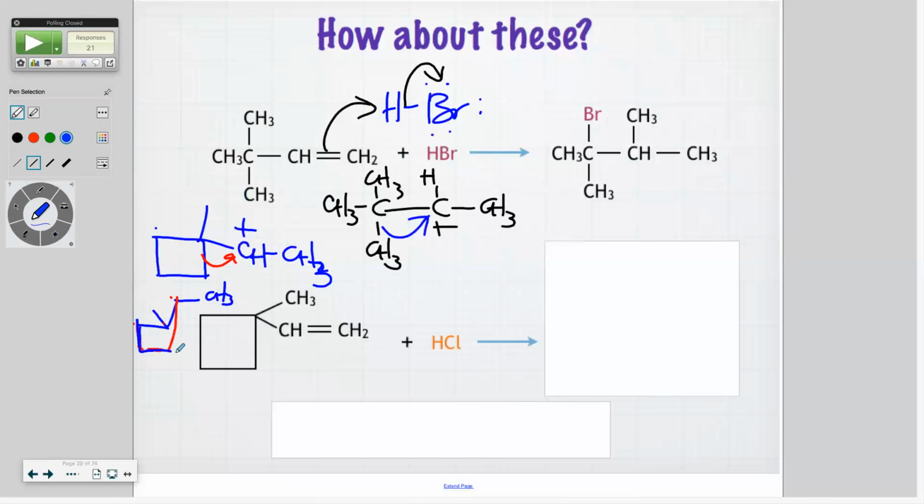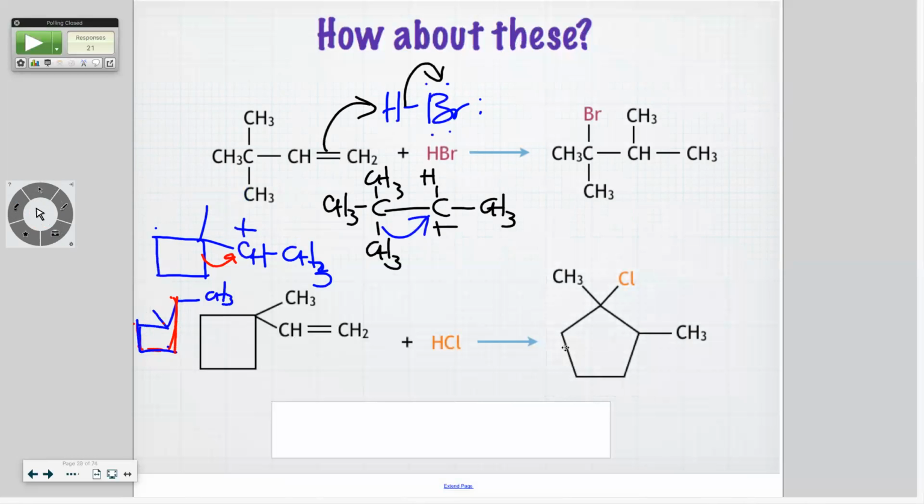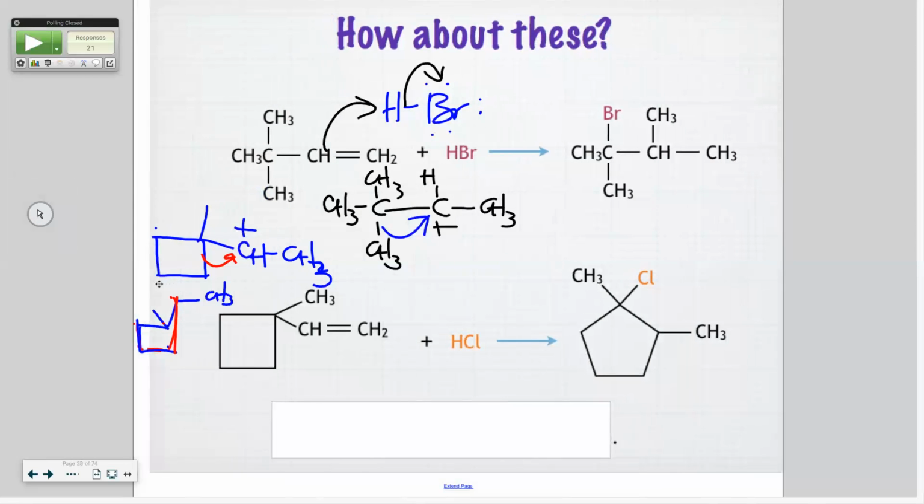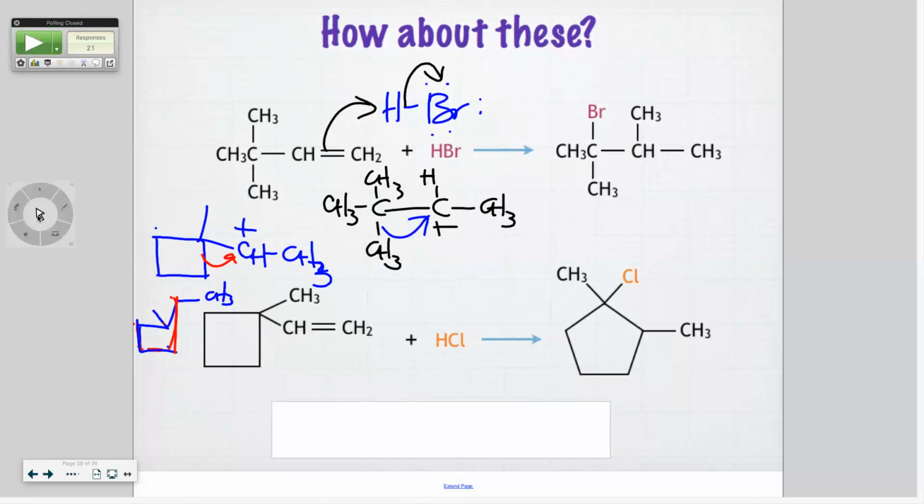Okay, so here it is. The red bond is the new bond. This is the new bond right here. Okay, so what does that look like if you draw it kind of normal? It looks like that. And this is where your carbocation is. So chloride adds to that. Okay, it's a whole lot easier for a 5-membered ring or a 6-membered ring to make carbocations than a 4-membered ring.